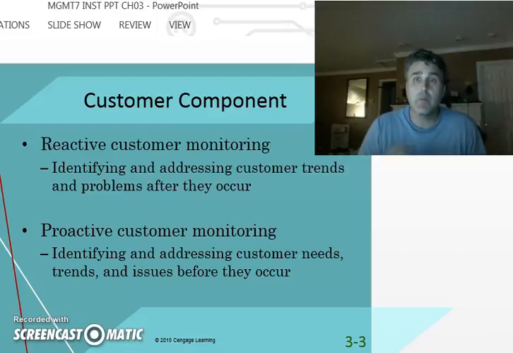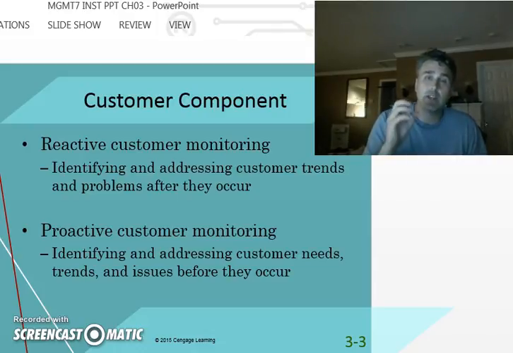So how do we better serve our customers? How do we be proactive in identifying and addressing the customer needs and trends and issues before they occur? And actually, if we can figure out what the customer needs before the customer knows they need it and act upon it, that's true customer service. That's being proactive about meeting our customer needs. Reactive is my customers complaining, and now I'm changing the way I'm doing things.